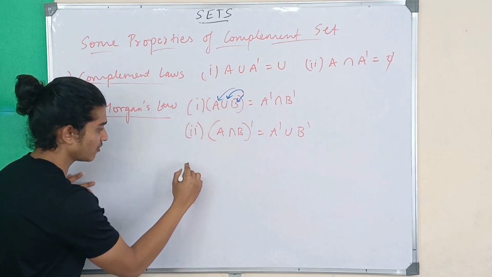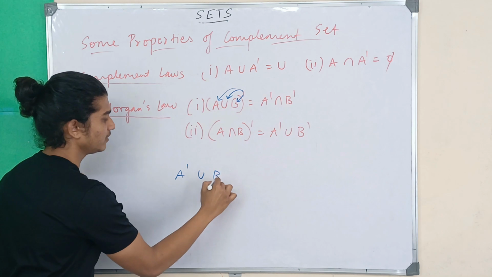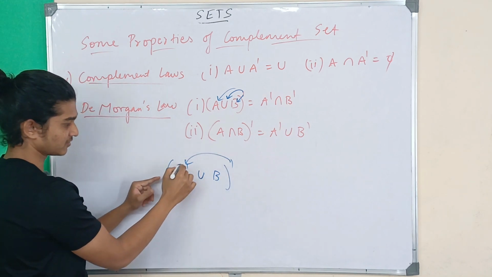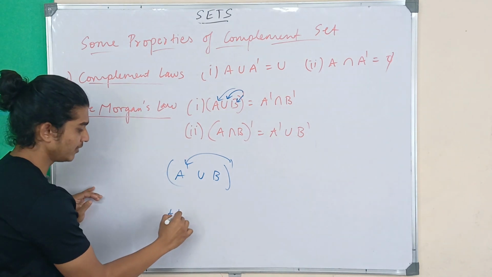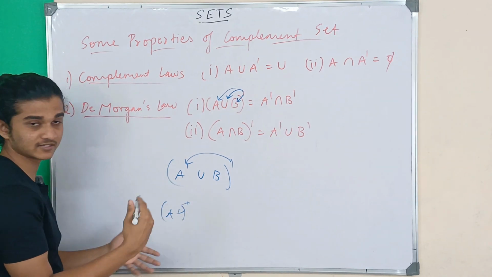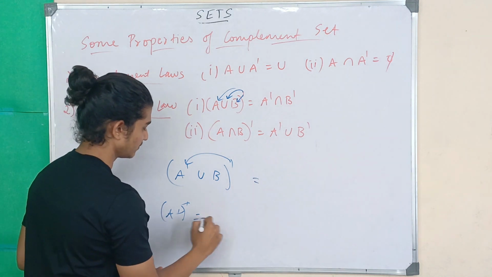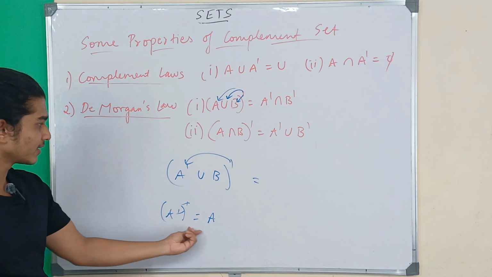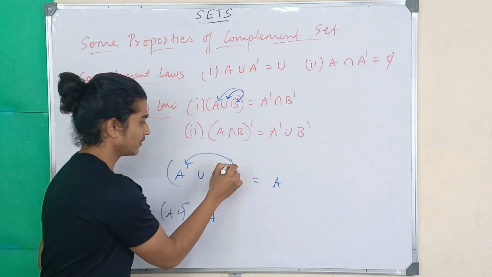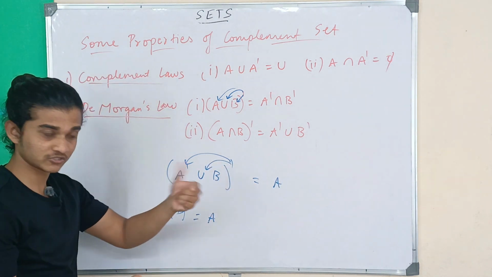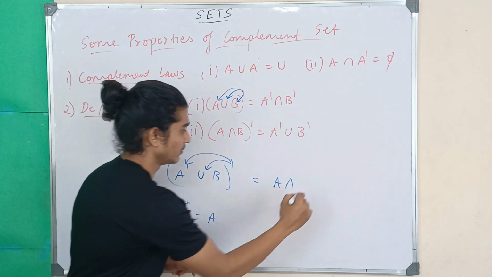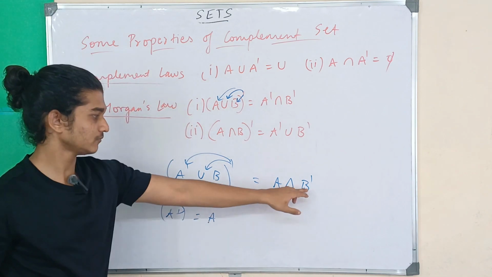Say for example, you have (A complement union B) whole complement. Now apply it to the first one, which is A complement. So you have (A complement) whole complement. The complement gets neutralized, and then you get A. We're going to discuss that in the next one, but I just told you right now. So the complement gets cancelled, and you get only A. And you apply the complement to this union, so it becomes intersection, and apply complement to B, you're going to get B complement.